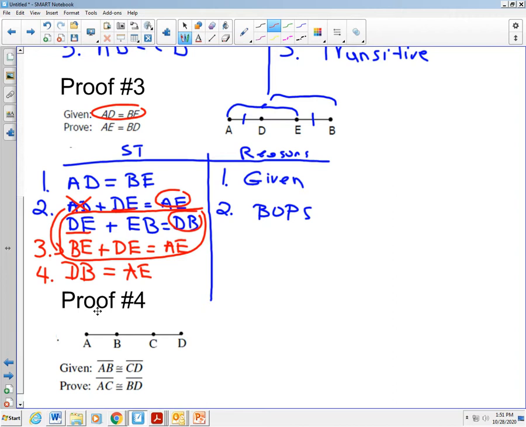And what is the reason? You can say substitution or transitive. By the way, I skipped step number 3. That's substitution. And step number 4 will be transitive. Okay?